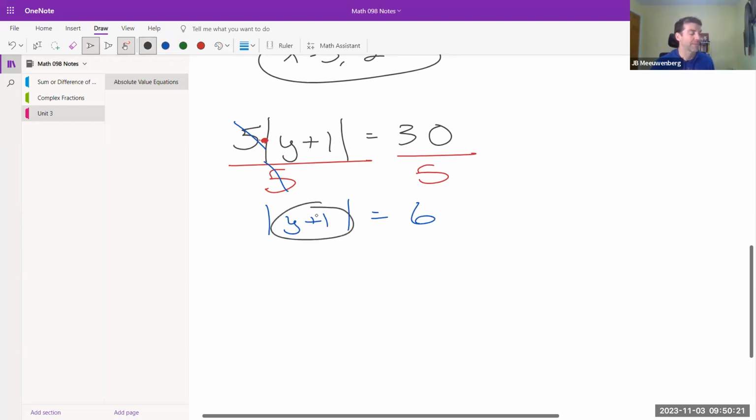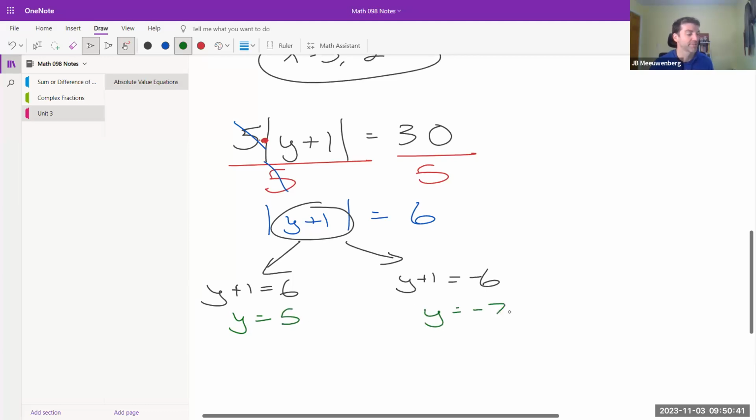We've got our absolute value part isolated. We can break it into 2 separate equations and say y plus 1 is equal to 6, or y plus 1 is equal to -6. And then we solve both of those. We'll see that if we subtract 1, y could equal 5, and y could equal -7. So this equation, again, has 2 possible solutions.